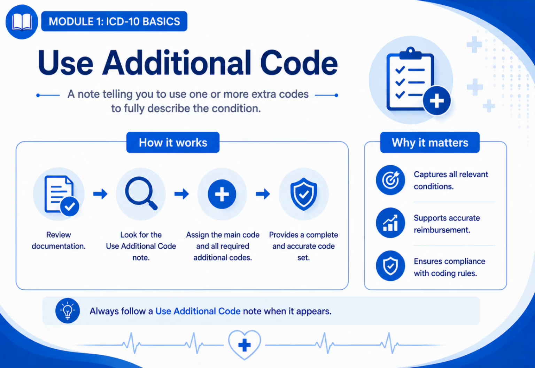A use additional code instruction tells you that one diagnosis code doesn't provide the complete picture. You'll need to assign another code to capture additional clinical information, such as a complication, manifestation, or other important detail. Reading these notes carefully helps ensure your coding is complete and accurate.